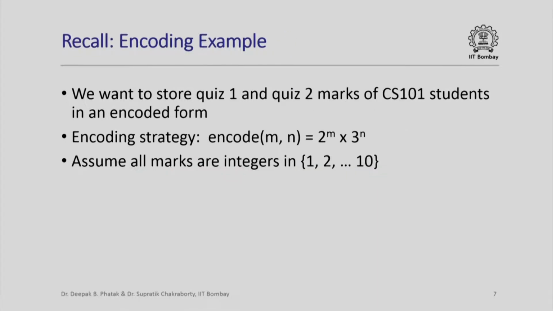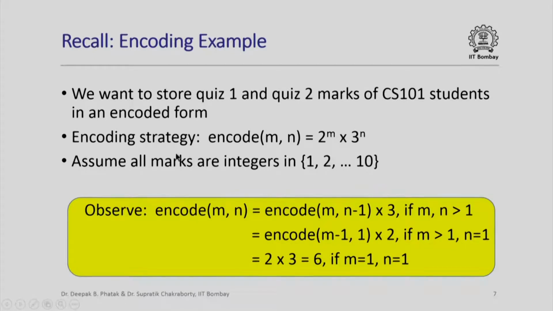Well, in order to understand how this might work or not work, let us look at the specific example that we have just seen, which is the encoding example for CS101 students, and observe that this encoding function, instead of being written as 2 raised to m times 3 raised to n, could also have been written in the following way. Given m and n where both are greater than 1, the encoded version of m and n is obtained from the encoded version of m comma n minus 1, and because I have reduced n by 1 and 3 appears in the exponent, I have to multiply this encoding by 3.